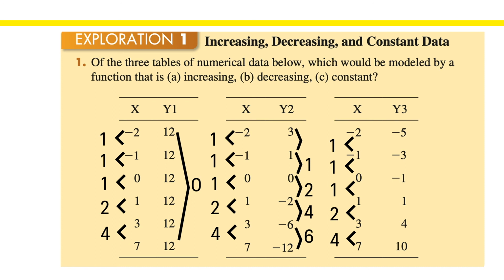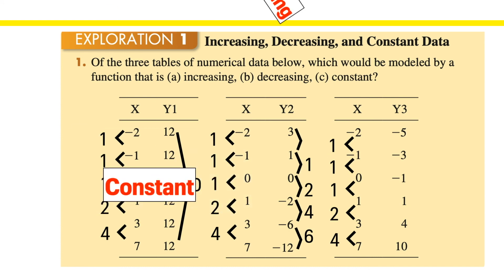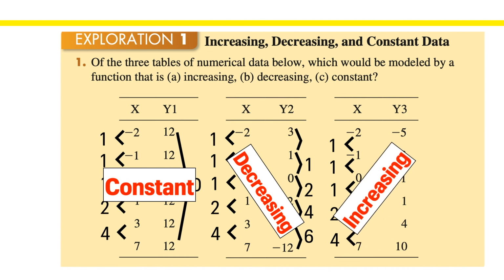For the third table, it's obvious that it's going up due to the nature of the values from -5 to -10 as it goes up. So obviously from the first table, it's going to be a constant, and the next one will be a decreasing function, and the third one will be an increasing function.